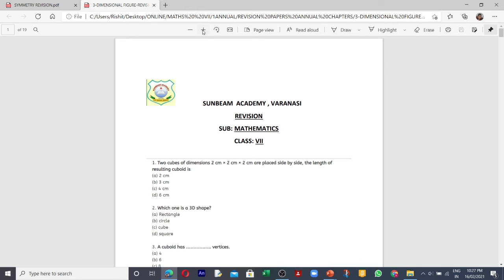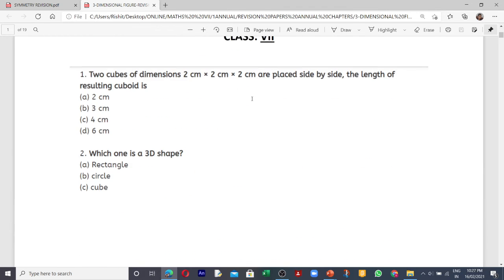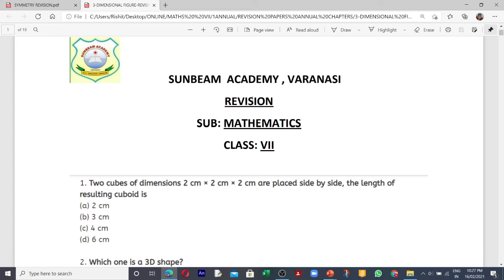See, let me maximize it for you. See this question number 1. Two cubes of dimension 2 centimeter into 2 centimeter into 2 centimeter are placed side by side. Please imagine children, दो क्यूब हैं, side by side they are placed. The length of resulting cuboid will be, क्या होगा? What will be the answer?